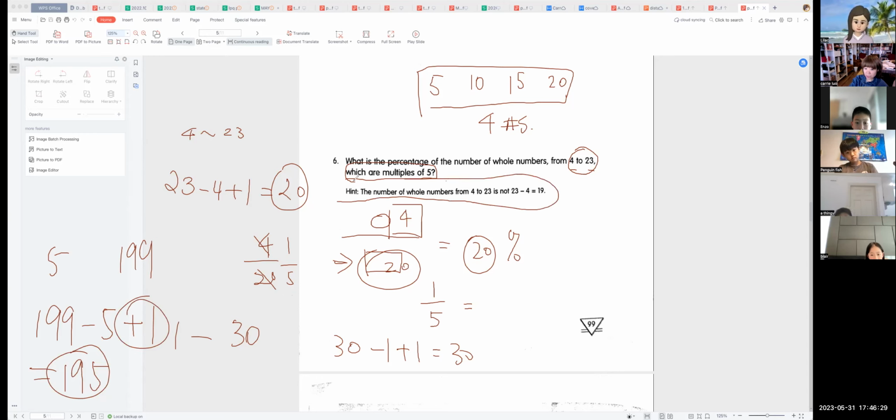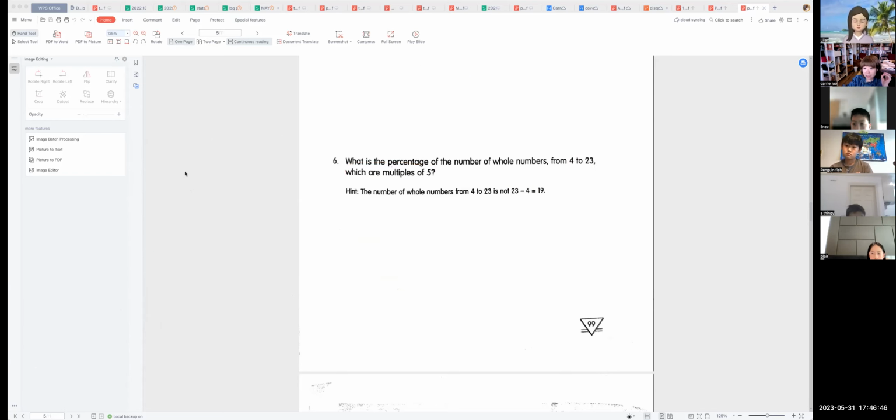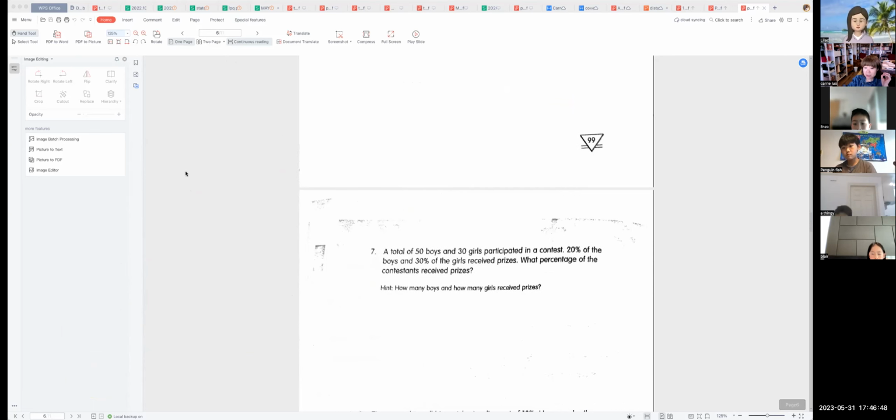See, this question has a hint. The number of whole numbers from 4 to 23 is not 19, but what is it? Because you're using 23 minus 4, you're missing the first number. That's why you need to plus 1, so the total number is 20. Okay, understood? So if we're clear, let's take a look at number 7, okay?